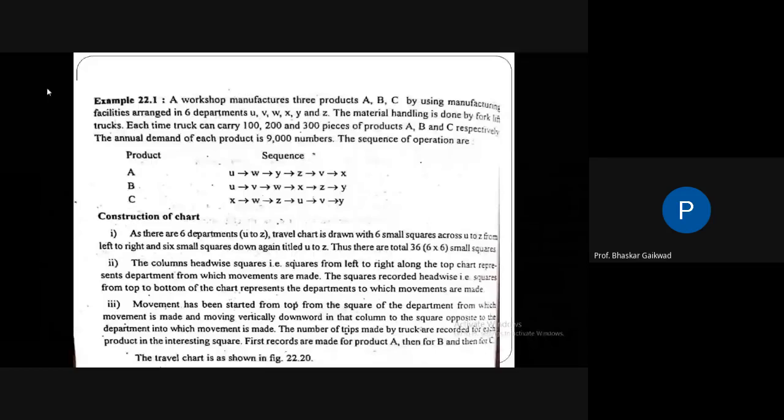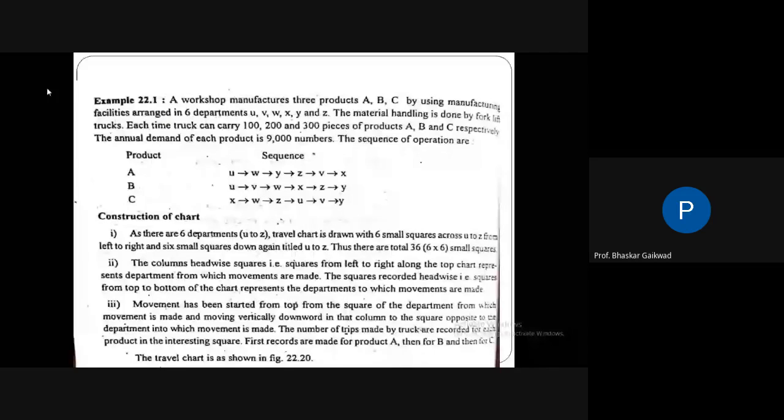Each time the truck can carry 100, 200, and 300 pieces of products A, B, C. Means one time it can handle 100, 200, and 300 pieces of A, B, C respectively. Means A 100, B 200, and C 300 each time. The annual demand of each product is 9,000 numbers. The sequence of operations is like this. So this is one example.